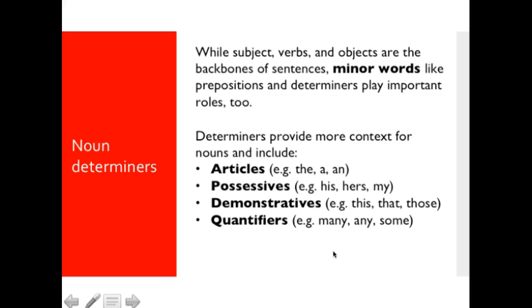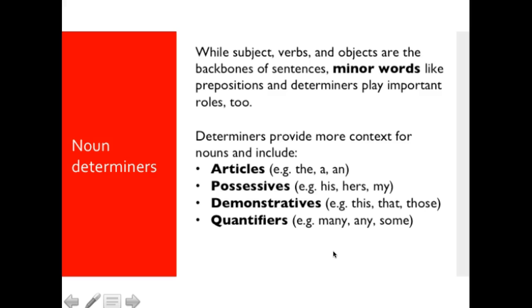So articles are one of four types of what we call determiners. Articles are "the," "a," "an." "Some" is also considered an article, although it's also considered a quantifier. Then we have possessives. This is to indicate that the object belongs to somebody. So his, theirs, ours. And then there's demonstratives: this, that, those.